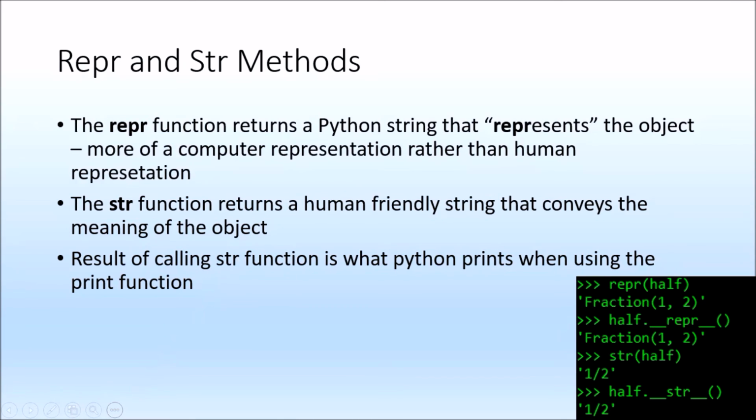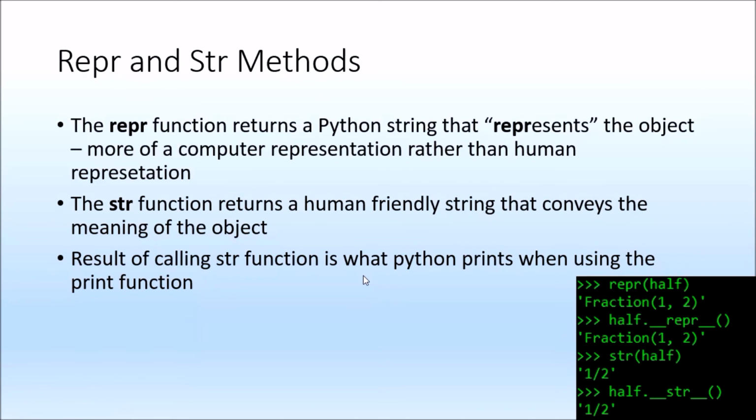We can actually define repr and str to be however we want, but this is generally how you want to do it if you're building a large-scale program and you want some way to represent how your object should print out and be represented. Also, a really important concept is that the result of calling the str function is what Python prints when we use the print function.